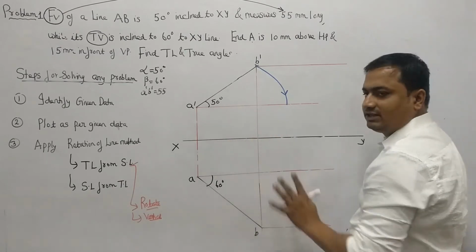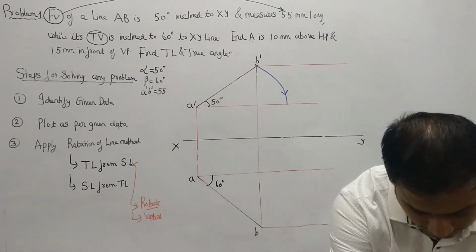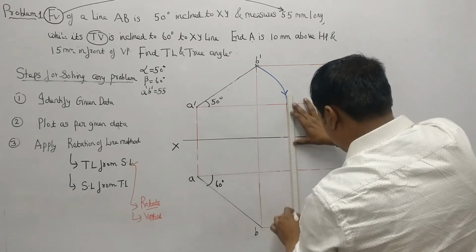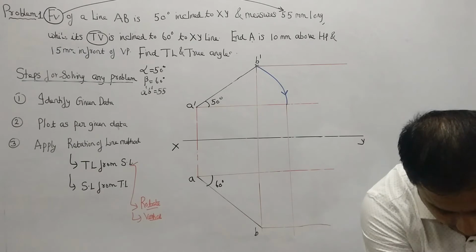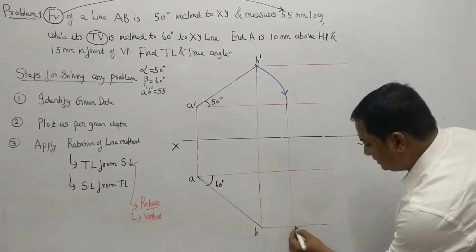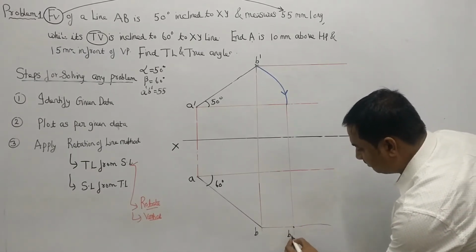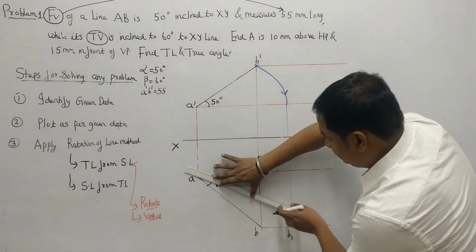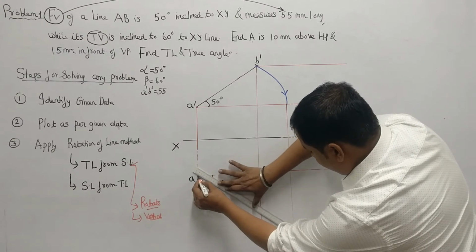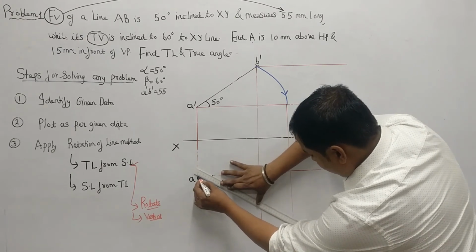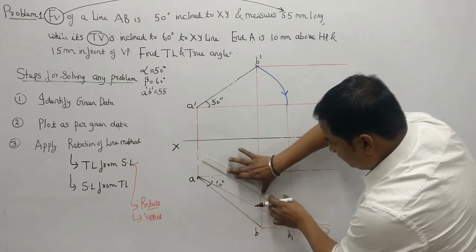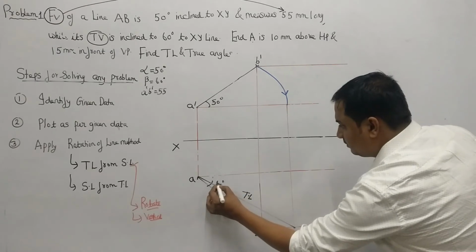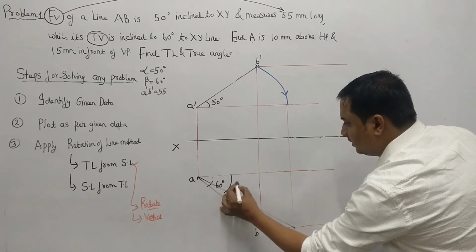Now this line is parallel to XY. Then drop vertical up to the locus of B. So this is the point of intersection, and this will be named as B1. Then join A B1, which will be the true length in the top view, and the angle made by the true length will be phi.